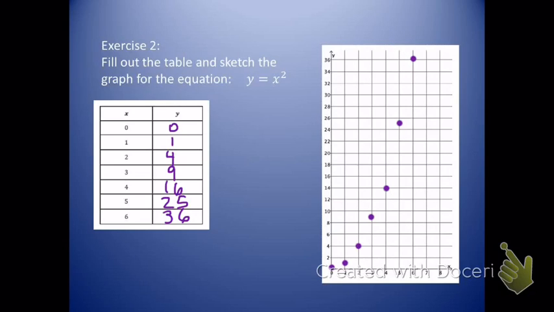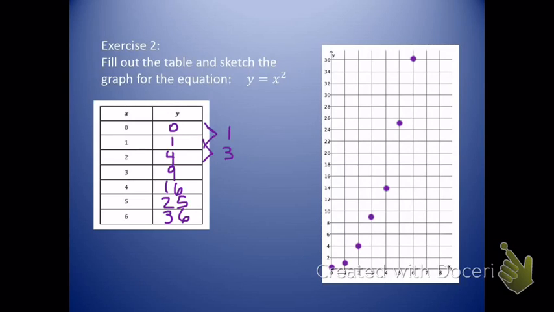One way I can see that is by looking at the input-output table. Even though my x values are all increasing by 1, going up 1, 2, 3, 4, 5, 6, my change in y here is 1. But in the next input-output pair, from 1 to 4, it is 3. From 4 to 9 is 5, and so on. So the slope is increasing, and we can see that on the graph.